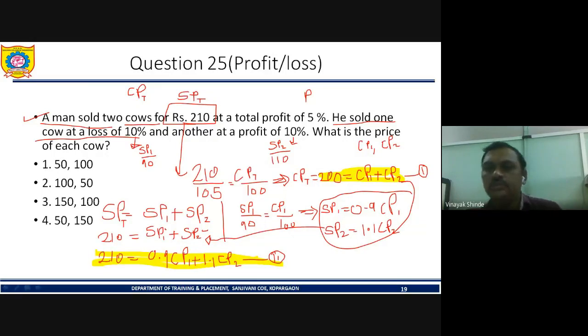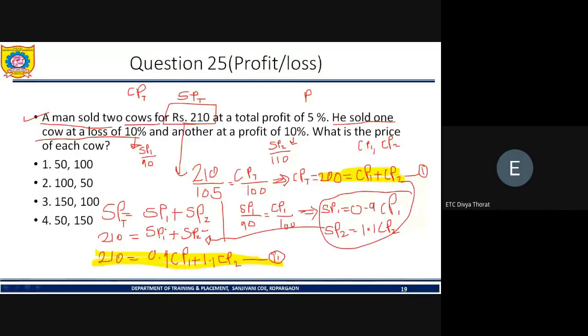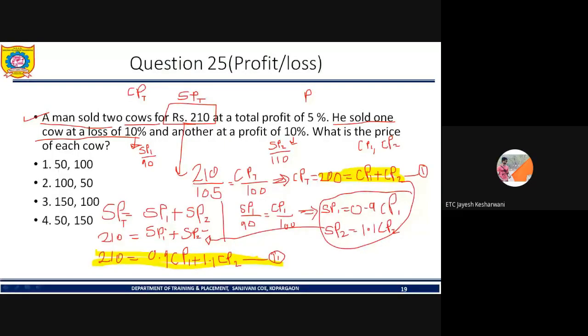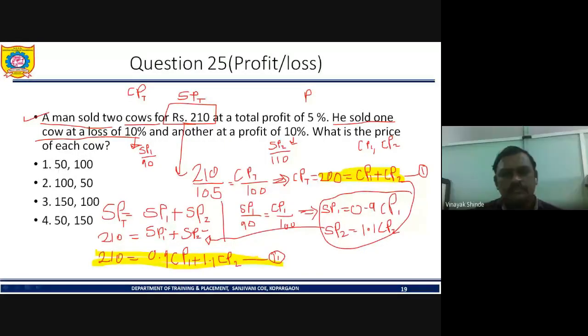Is there any doubt? Divya Thorat and Jayesh Kesharwani. Yes, call पे आ सर. जाओ. Divya, have you understood this problem? Yes, sir. Jayesh? Yes, sir. Jayesh, why have you taken the selling price 1 as 0.9 cost price 1?